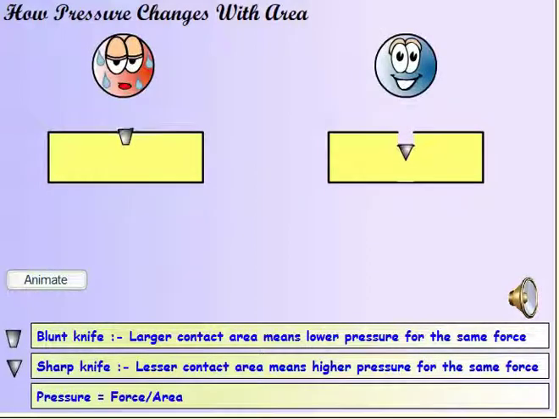You must have used a knife to cut a slice of butter. Imagine you try two knives, one sharp and the other blunt, and apply the same force on each. You find that you can cut easily with the sharp one. This is because the sharp one has less surface area, so the pressure increases and it cuts easily.